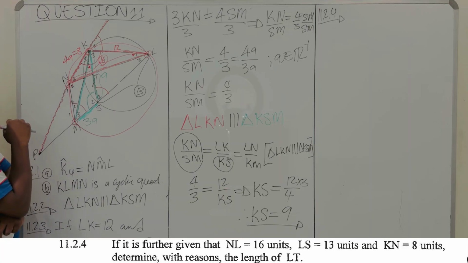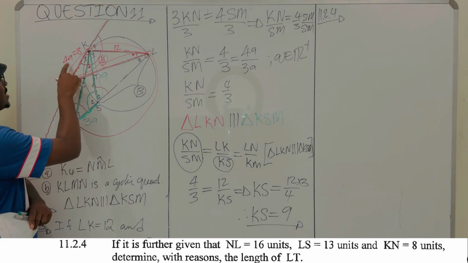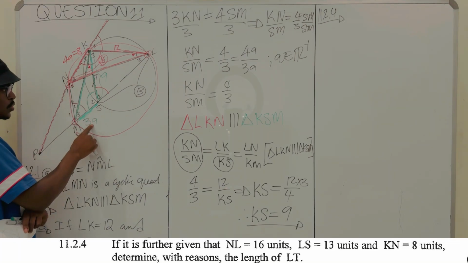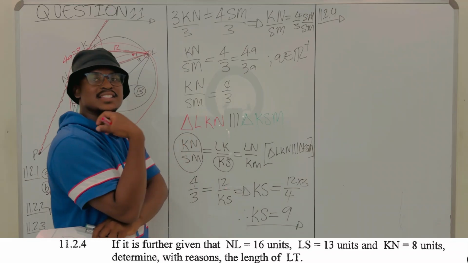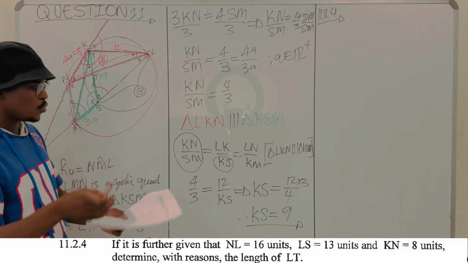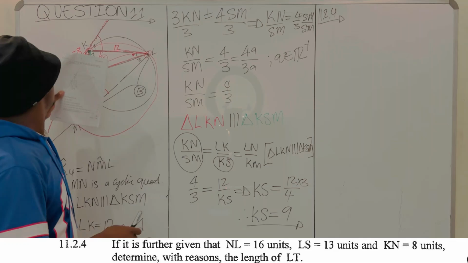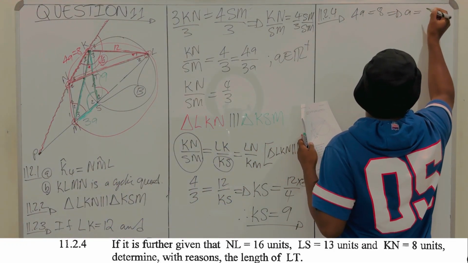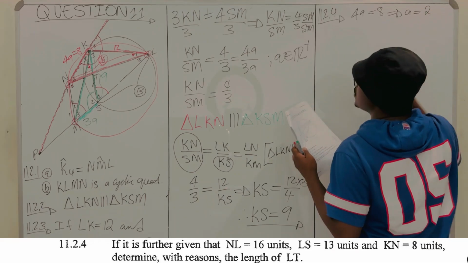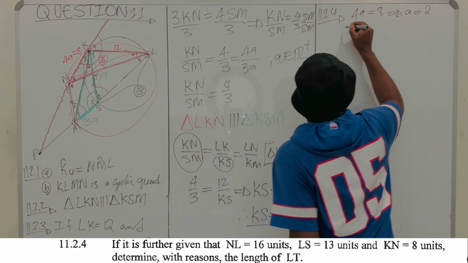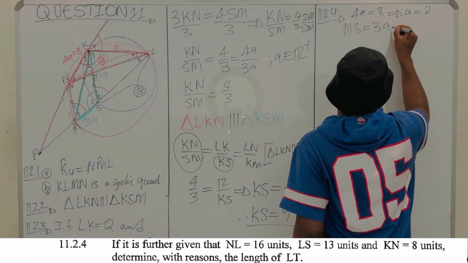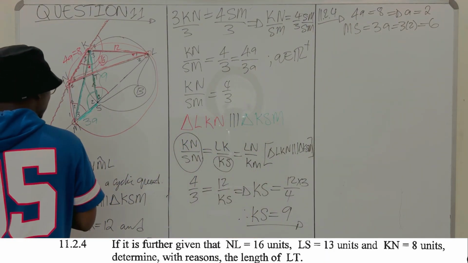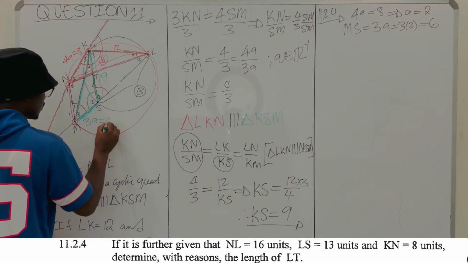Look, we said this is 3A and that is 4A. And that 4A is equal to 8. So we can find the value of A. This value of A is the same as that one over there, because it's the same A that we're cancelling out. Right? So my 4A that I was given there is equal to 8, which means A is equal to 2. In that case, your MS over here is equal to 3A, which is 3 times 2, which is equal to 6. So this length over here, 3A, is equal to 6 units.